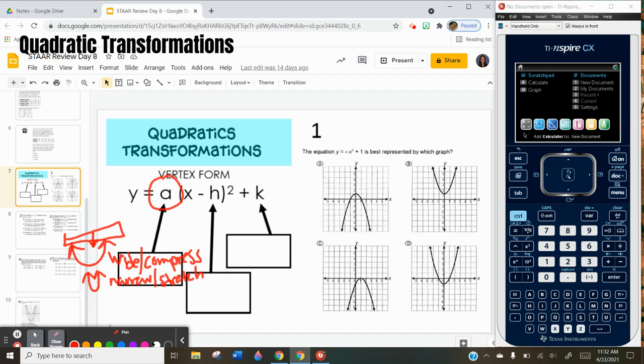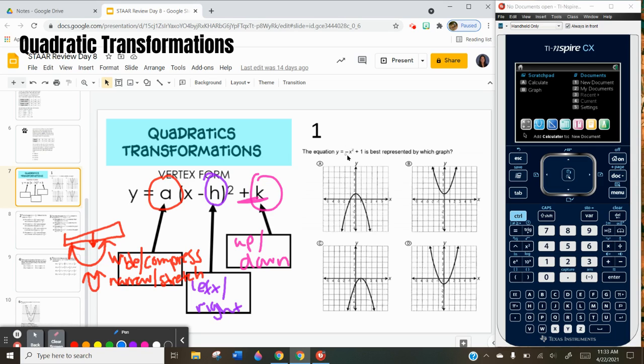Now, the next value we're going to be going over is the h. Your h value is what's inside of your parentheses. This value is going to move your graph left or right. The last value we're going to be talking about is the k. K is whatever you're adding or subtracting to your graph, which is going to move your graph up or down.